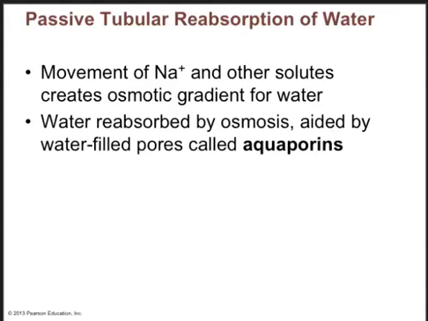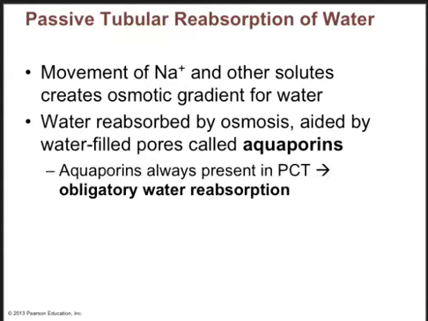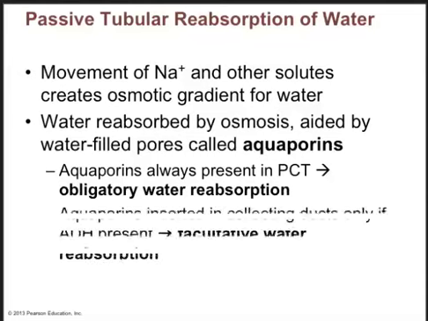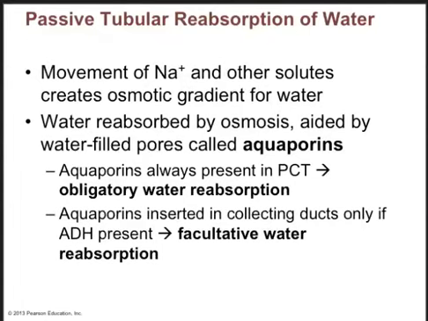By the same token, if ADH is not being produced, what happens is that the collecting duct is relatively impermeable to water. As a result, the urine is very dilute, and so this reduces blood volume and blood pressure. Aquaporins are always present in the proximal convoluted tubule, and they promote obligatory water reabsorption. They're inserted in the collecting ducts only if ADH is present, and this is what we call facultative water reabsorption. And this again is determined by the body's need to either retain or lose fluid volume.